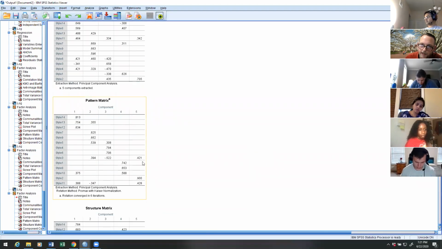If we look at the pattern matrix, again, we've got 12, 13, and 14. We'd have to look at the survey and see if it makes sense that those go together. Then we've got 7 and 9, and then really kind of this muddle here. We've got 4 and 6. We've got 1, 8, 10, and style 11 is just kind of all over the place.